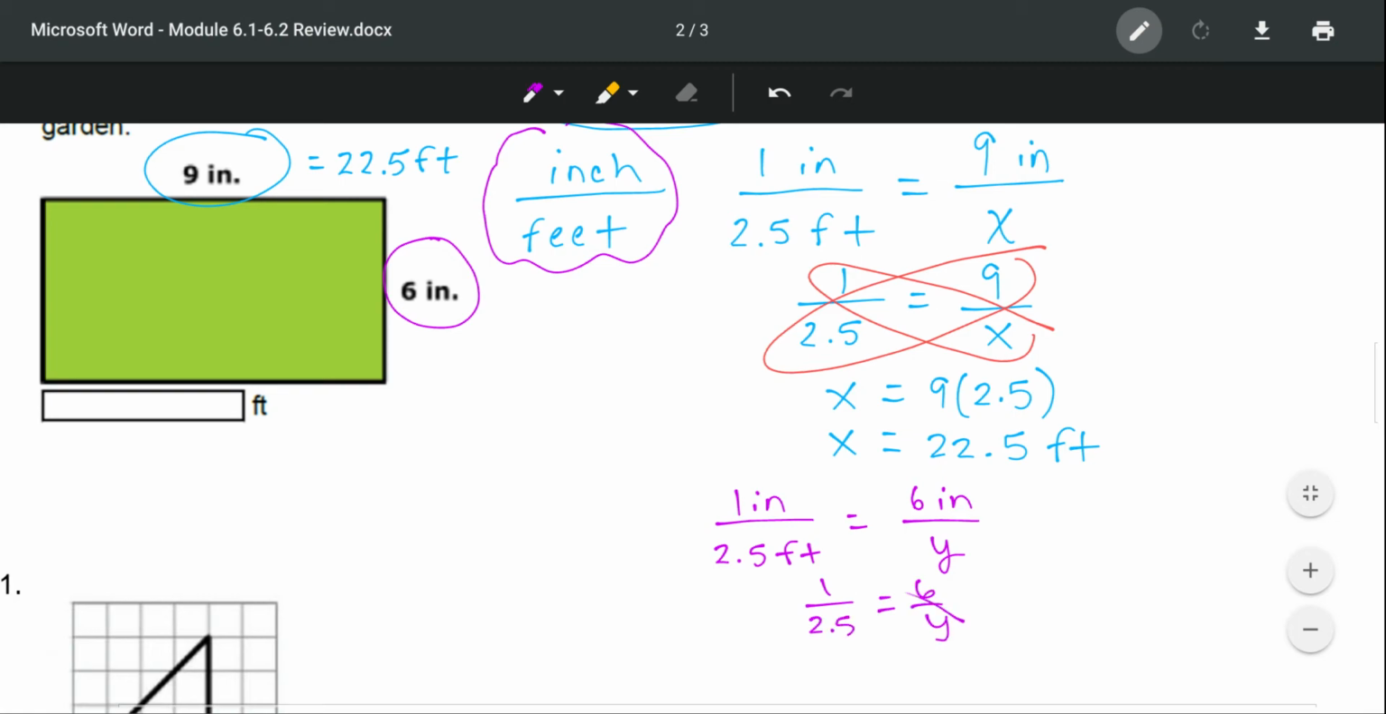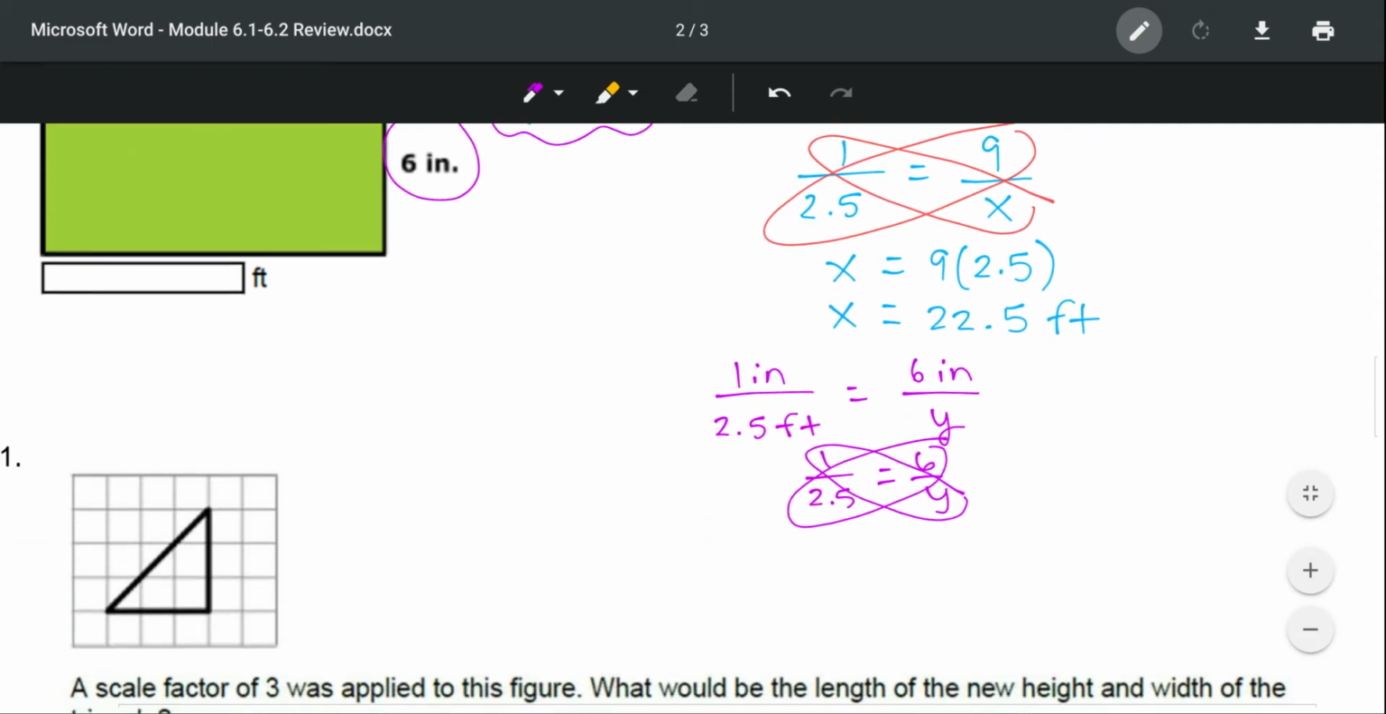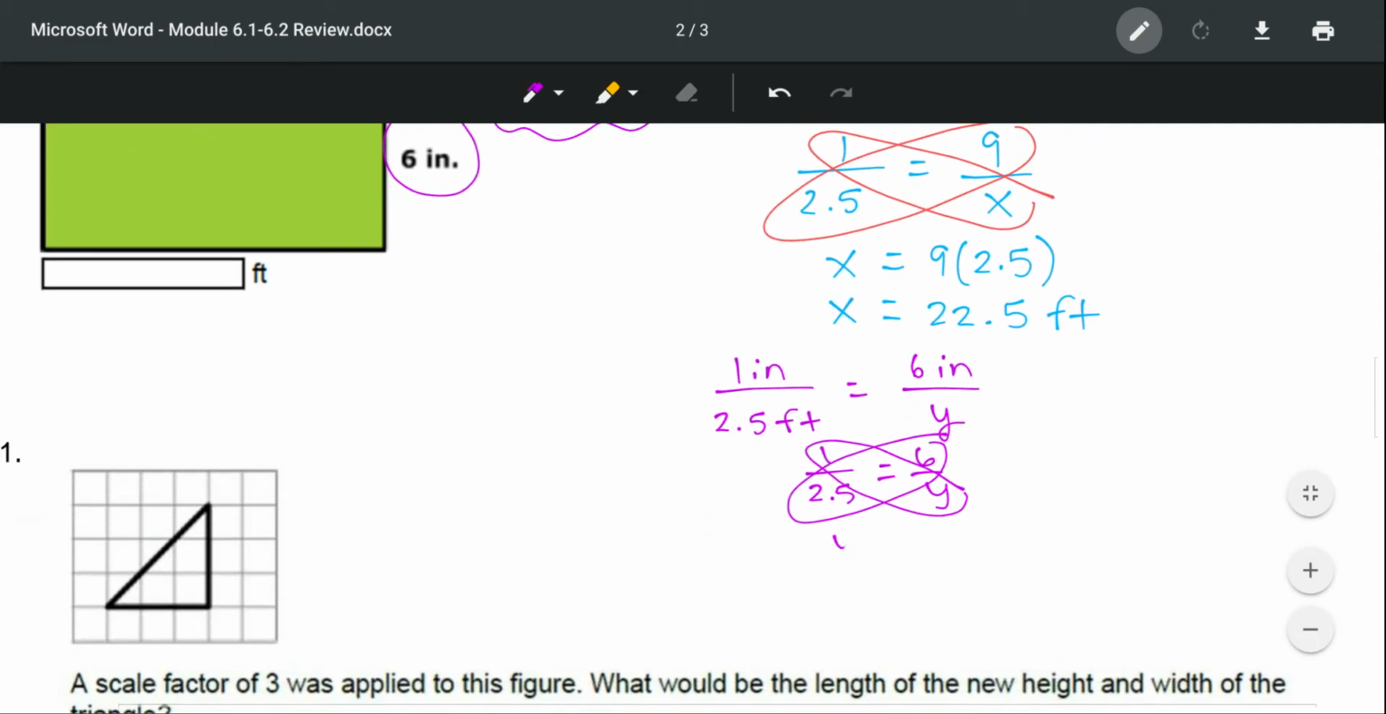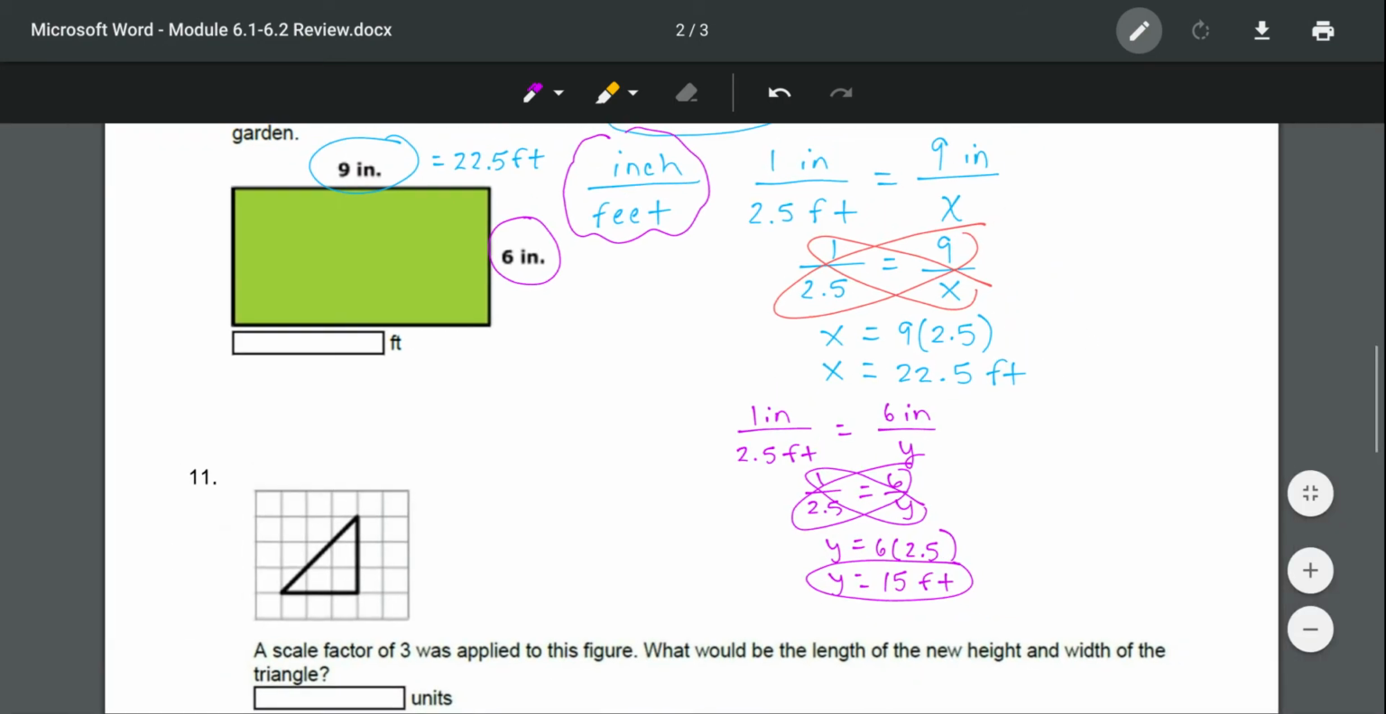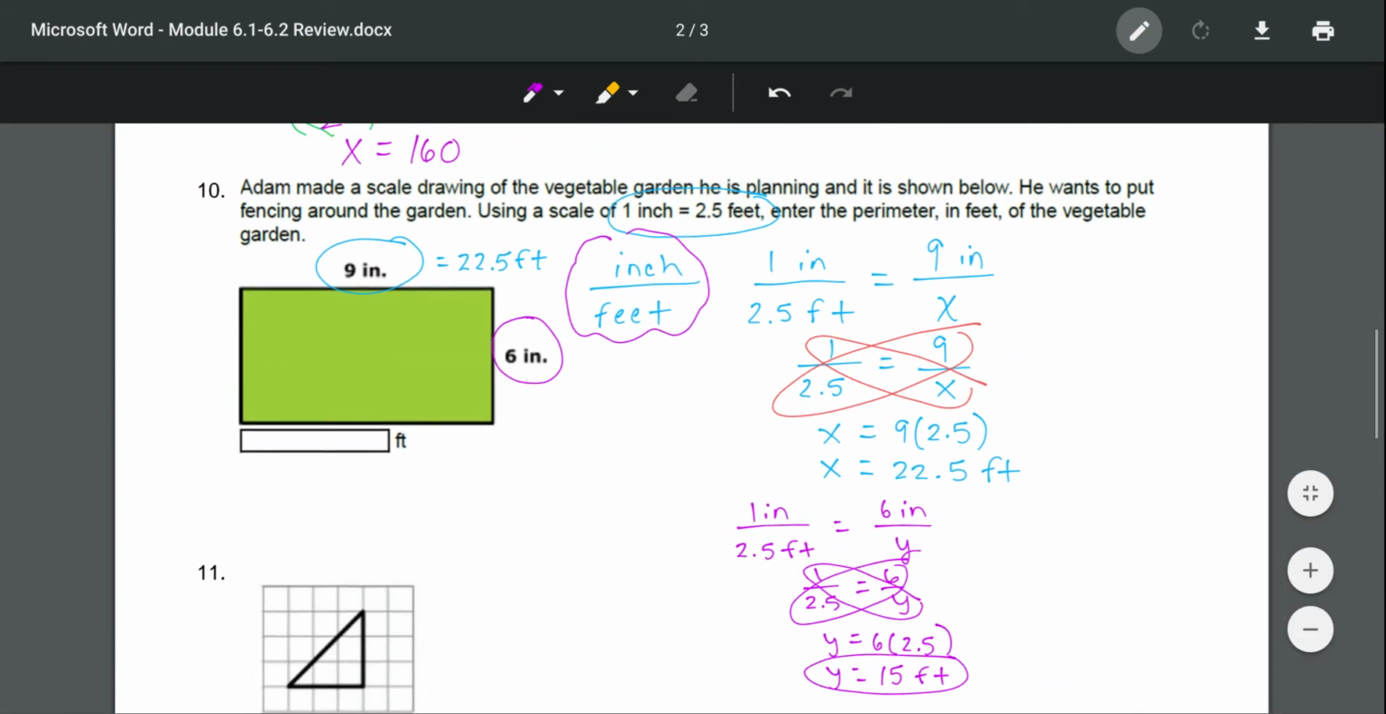And then use cross multiplication or cross product. So multiply 1 times y would be y equals 6 times 2.5. So you can use a calculator to figure out 6 times 2.5 and you get 15. So it means that the width of this rectangular garden is 15 feet.